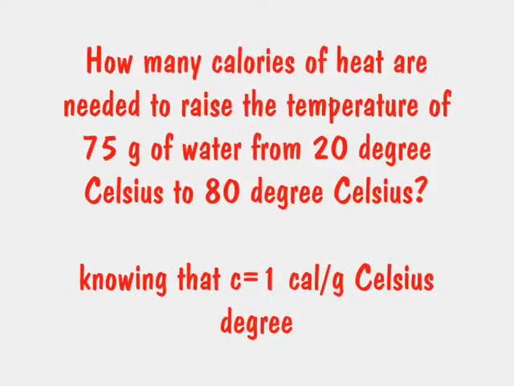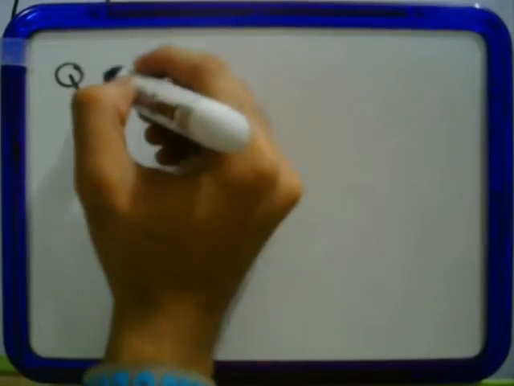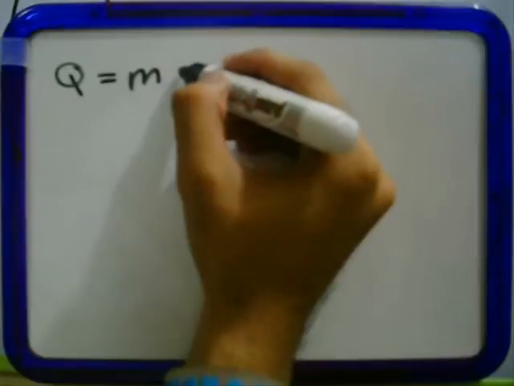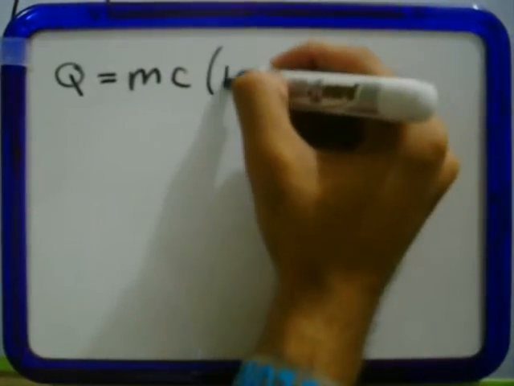For example, how many calories of heat are needed to raise the temperature of 75 grams of water from 20 degrees Celsius to 80 degrees Celsius? Knowing that the specific heat of water is equal to 1 calorie per gram Celsius degree. Heat needed is equal to mass times specific heat of water times change in temperature.